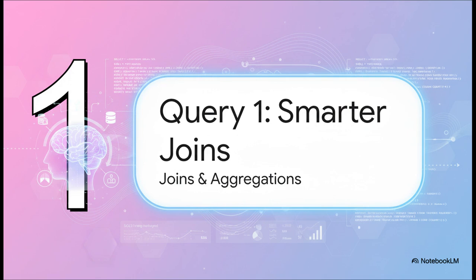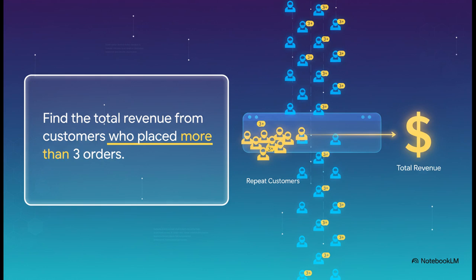This is a classic, right? It's all about handling some complex joins and aggregations. This is the bread and butter for anyone working with data. So here's the business question, and it's super straightforward. We need to find the total revenue, and here's the key, only from our best customers, the ones who've made more than 3 purchases. Seems simple enough, doesn't it?